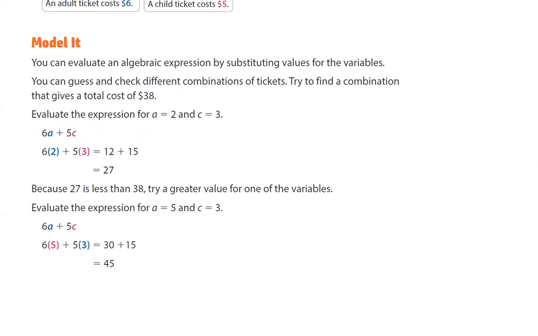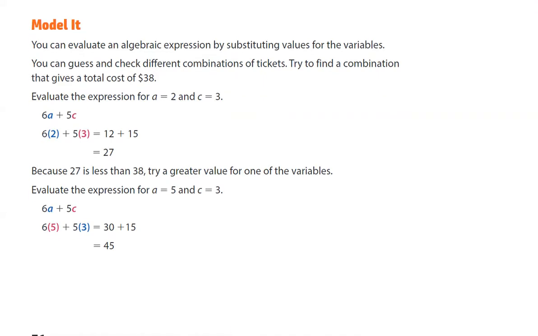Okay, now modeling it out, you can evaluate an algebraic expression by substituting the values for the variables. You can guess and check different combinations of tickets. Try to find a combination that gives you a total. So they just guessed. The first time they're like, okay, let's try 2 and 3. Well, 6 times 2 is 12. 5 times 3 is 15. That gave me 27. We need more than that. 27 is less than 38, so we need to try a greater value for one of the variables.